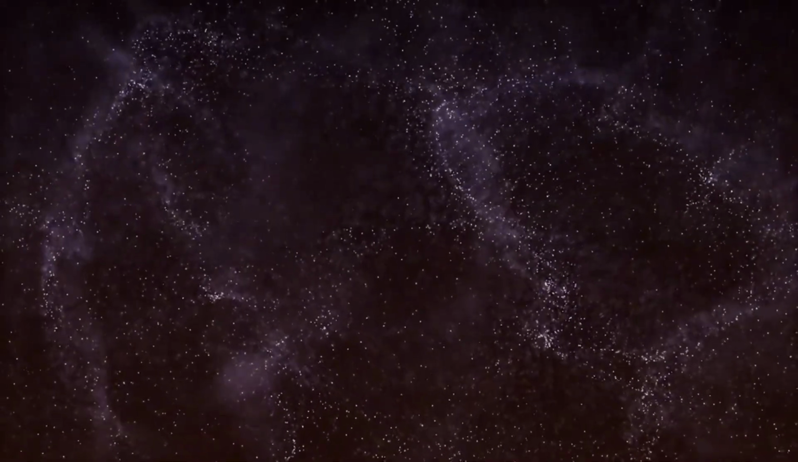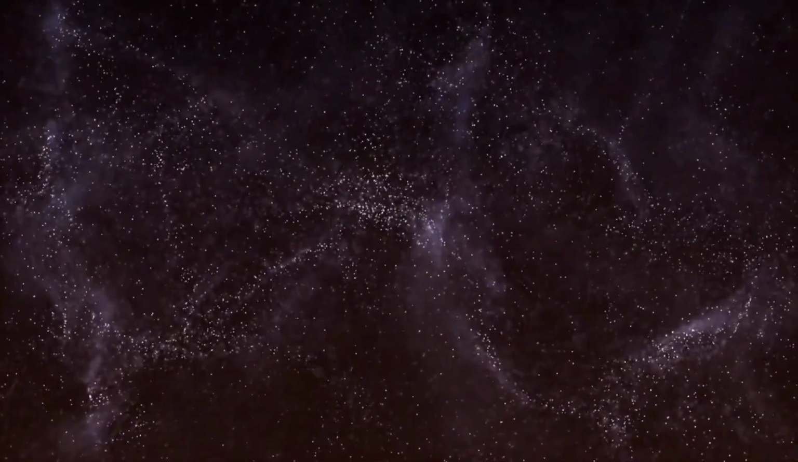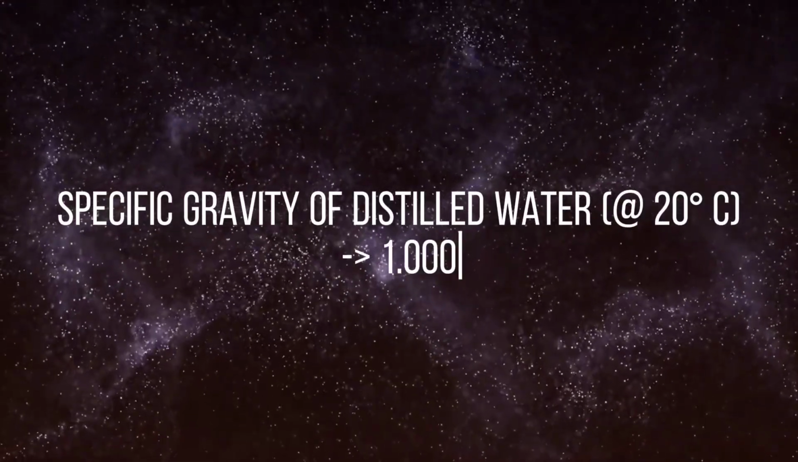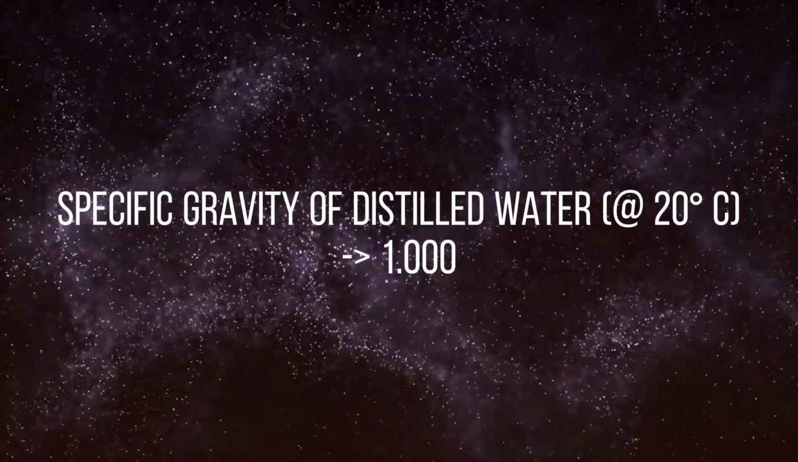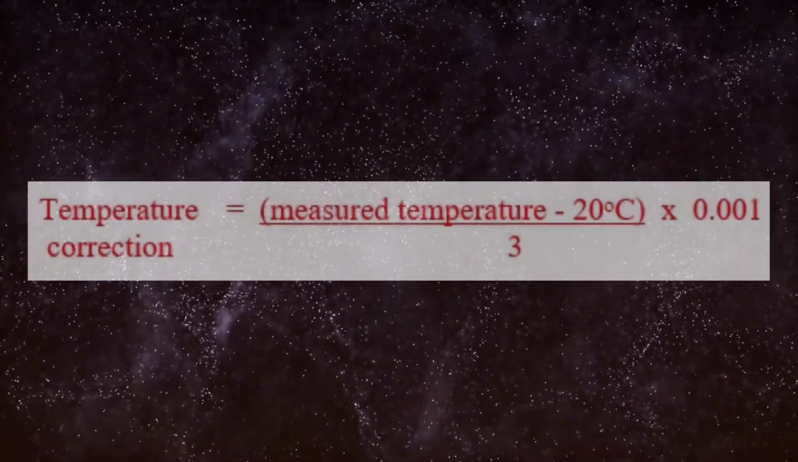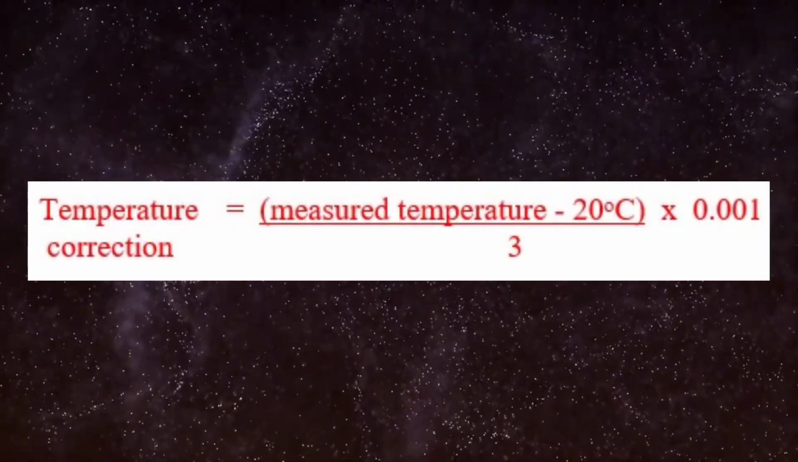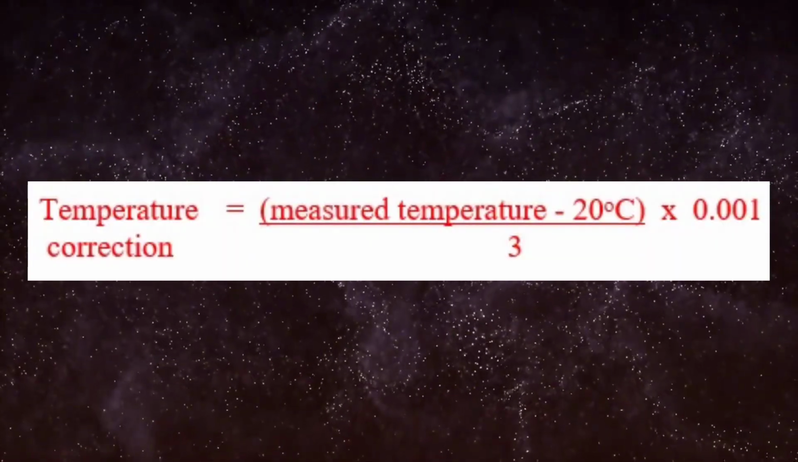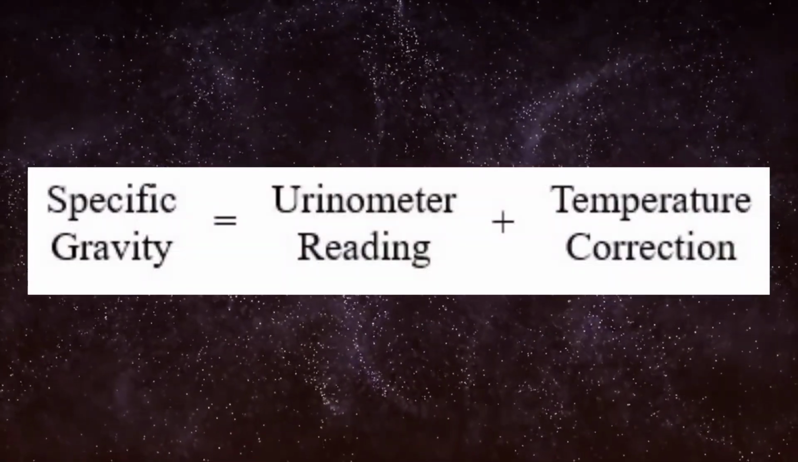Now that we have all the measurements, let's do the necessary calculations for the temperature correction. The specific gravity of distilled water is 1.000 at the temperature of 20 degrees Celsius, which is what we will take as the calibration point. For every 3 degrees Celsius higher or lower than 20, 0.001 is either added or subtracted from the reading respectively. This is our final reading.